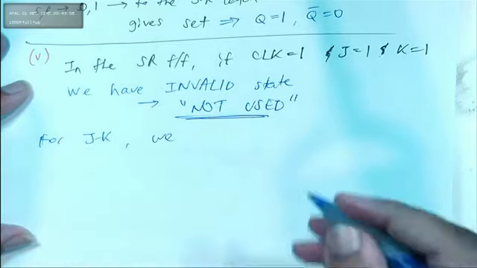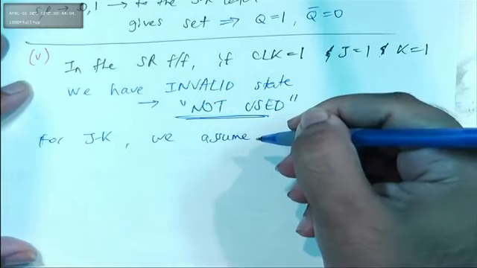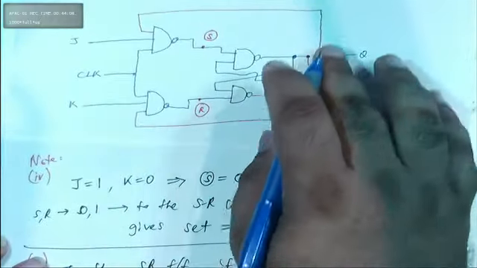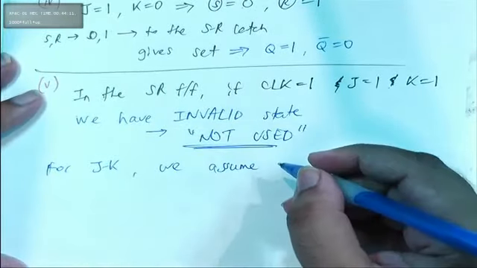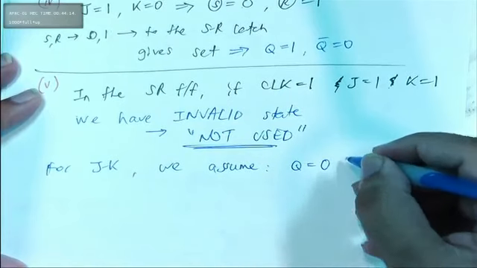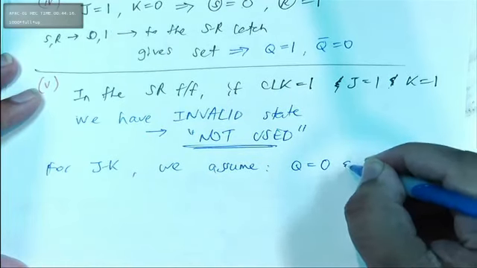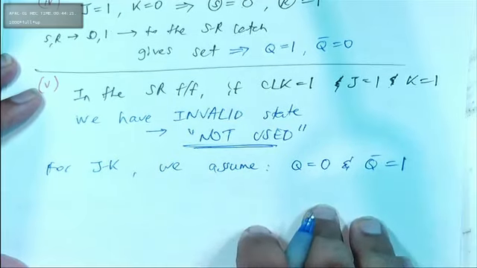we start off with an assumption. Because in JK the circuit is slightly different. Can you see there's another extra line of feedback there? We have to start off with an assumption: Q is equal to 0 and Q bar is equal to 1.